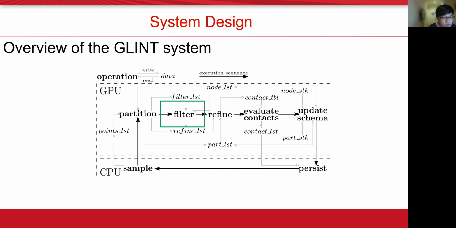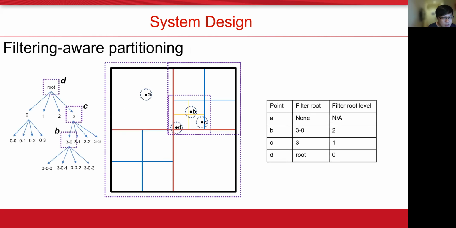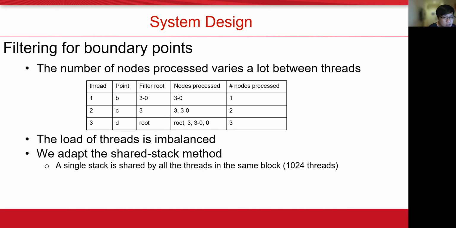Now let's move to the filtering step. As can be seen in this example, the depth of the filtering root for different boundary points could be very different. As a result, the processes of the range queries conducted for different boundary points could also be very different. This table gives the number of nodes processed for different boundary points. It shows that the number of nodes processed varies a lot among different boundary points, and the load of threads is imbalanced. To solve this problem, we adapted the shared stack method, which is sharing a single stack by all the threads in the same block.